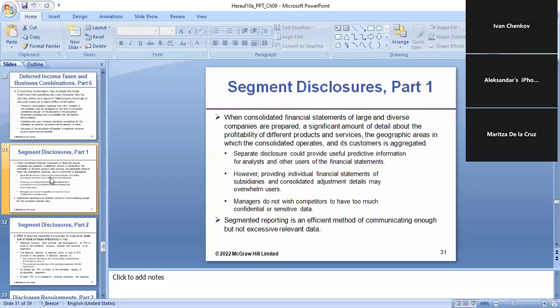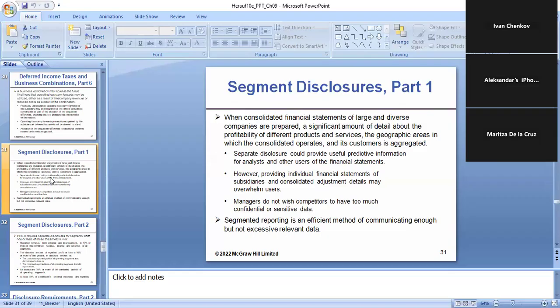Now, when the consolidated financial statements of a large and diverse company are prepared, a significant amount of detail about the profitability of different products and services, the geographical areas in which the company operates, and its customers is aggregated. So when we have those large companies, we may have to prepare a separate portion. A separate disclosure would provide useful predictive information for the analysis of the financial statements.